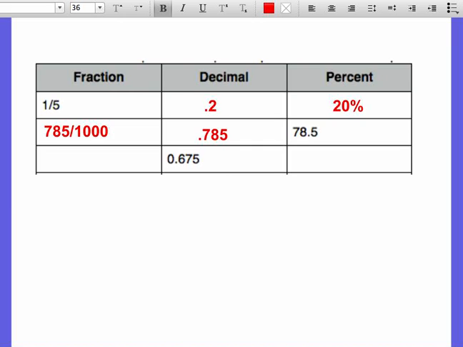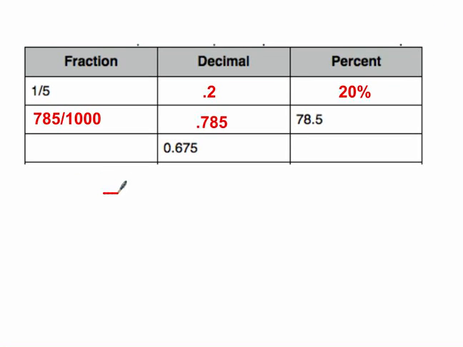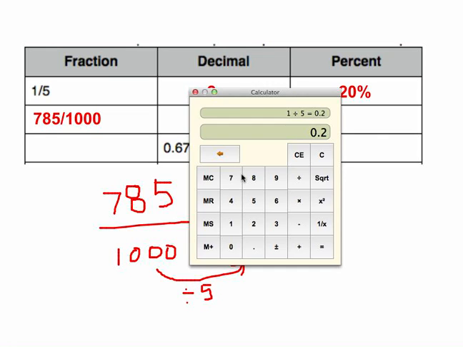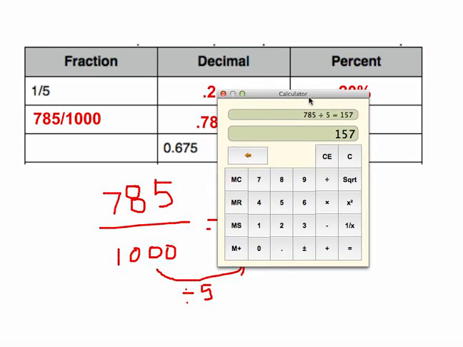It's not in simplest form. So how do we get 785 per 1,000 in simplest form? Well, we can see what we can divide both sides by. One thing that should be obvious is we could divide both sides by 5. You do want to get these fractions in simplest form. Simplest form is the simplest way to work. So if we divide each side by 5, and I'm going to use a calculator, 785 divided by 5 is 157.